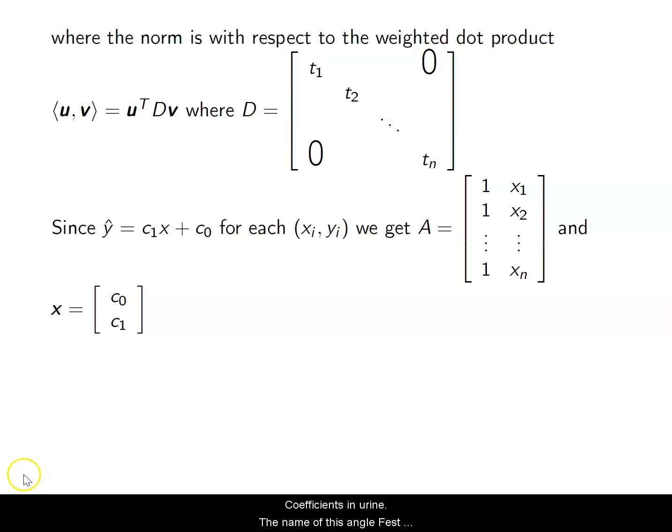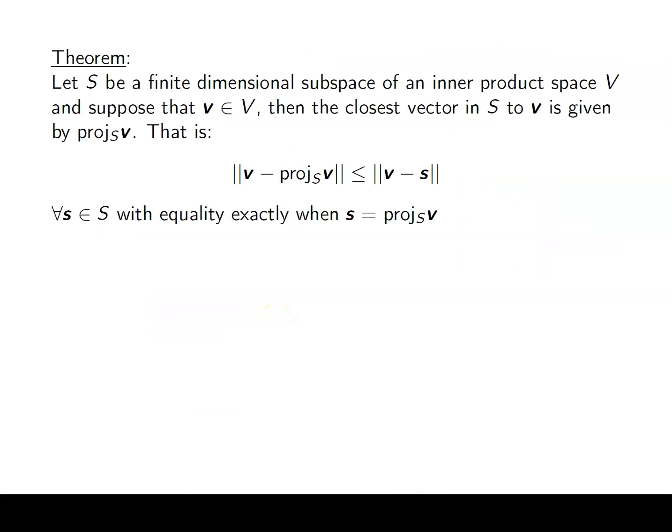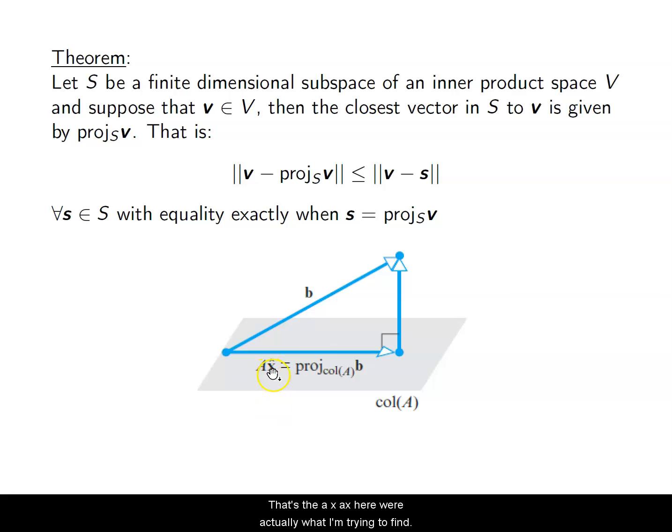Okay. So now you might be saying, well, Professor Williams, if this is my A matrix and this is my X vector, how come the X's are here and there's no X's here? Well, C1 and C0 are unknown. These are the things that I'm trying to find, right? So if we come back a little bit, that's the A times X here, where X is what I'm trying to find.